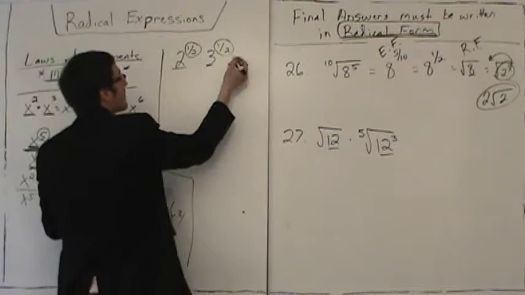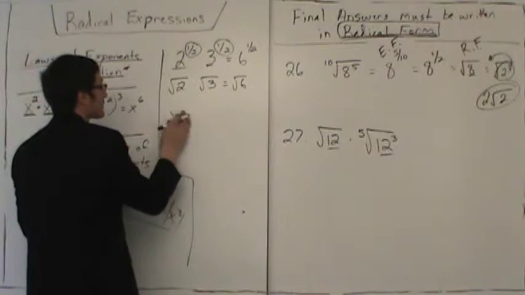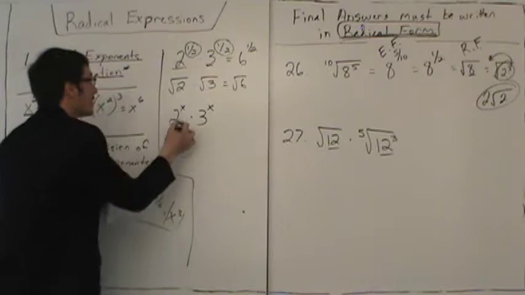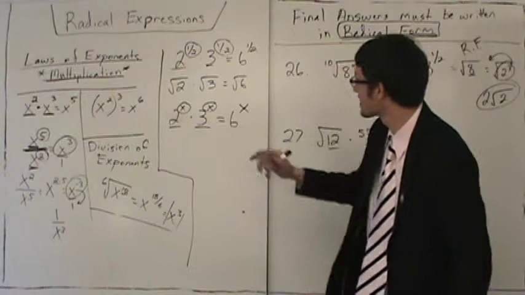So you see that this is rewritten as the square root of 2 multiplied by the square root of 3 is the square root of 6. So if I say 2 to the x power multiplied by 3 to the x power, notice that our exponents match. We can write this as, if the exponents match, we can multiply the base and get 6 to the x power. So if the exponents match, you can multiply the base. So this is 6 to the x.